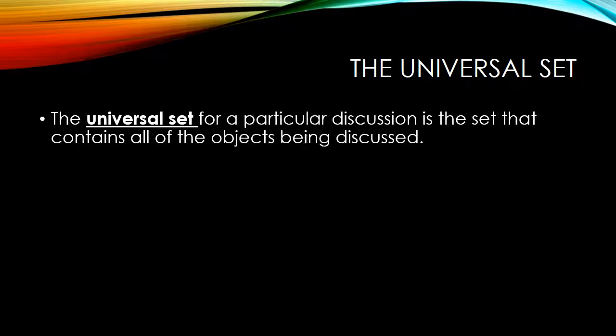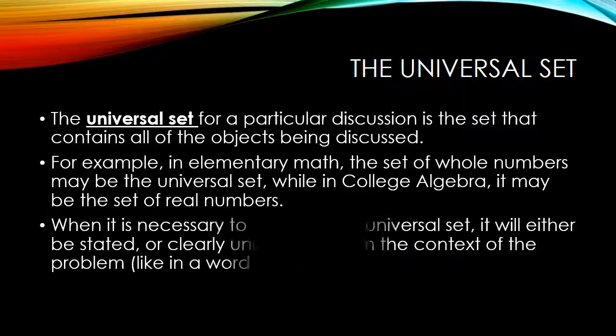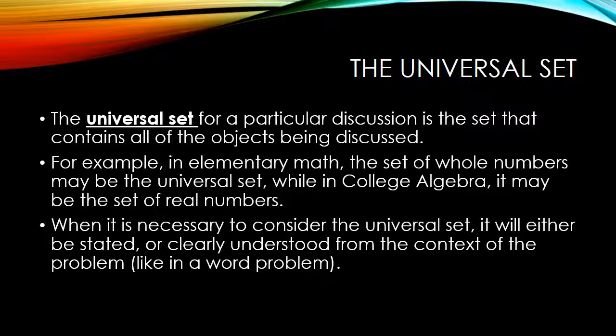The universal set for a particular discussion is the set that contains all of the objects being discussed. For example, it might be all of the students in the school or all the states in the U.S. Here's another example. In elementary math, the set of whole numbers might be the universal set, while in college algebra, it might be the set of real numbers. When it's necessary to consider the universal set, it will either be stated or it'll be clearly understood from the context of the problem. Like a word problem, you'd have a pretty good idea what the universal set would be.